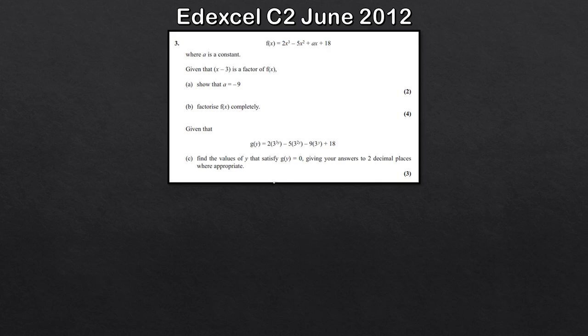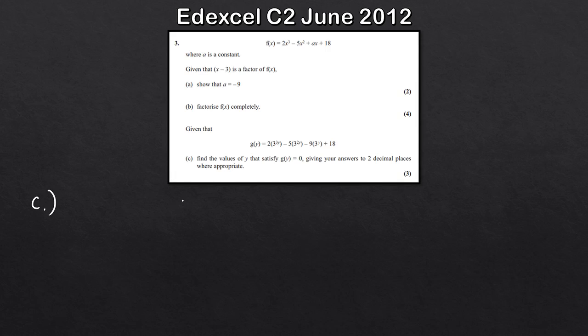We've got 2 lots of 3 to the 3y, and in f of x we've got 2 lots of x cubed. In g of y it's minus 5 lots of 3 to the 2y, and in f of x it's minus 5 lots of x squared. In g of y it's minus 9 lots of 3 to the y, and in our function f of x, that's going to be minus 9x, and then finally we get plus 18 in both of them. So they're almost identical.